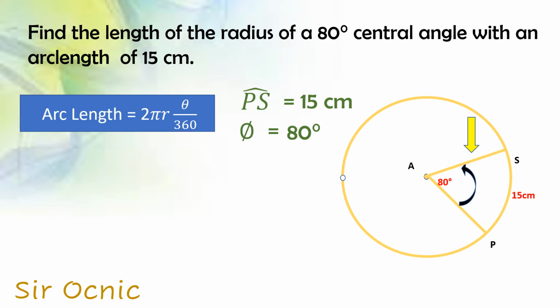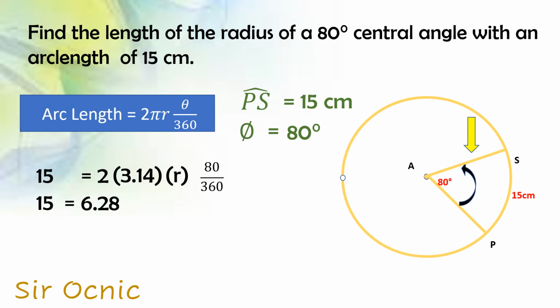Substituting these values to the formula, we will arrive at 15 equals 2 times the value of pi, which is 3.14, times r times the measure of the central angle, which is equal to 80 degrees all over 360. The next line of equation would be 15 equals the product of 2 times 3.14, which is equal to 6.28, times r times the value of 80 all over 360, which is equal to 0.222.